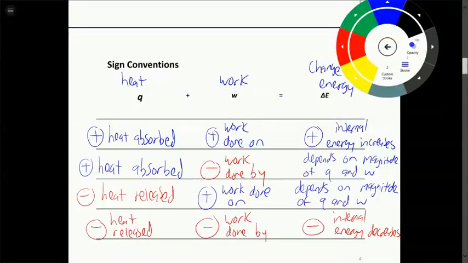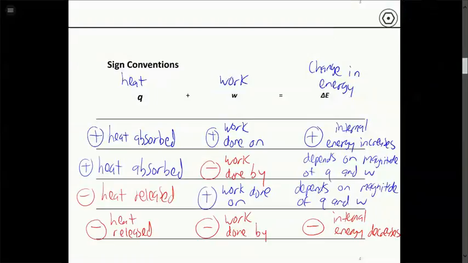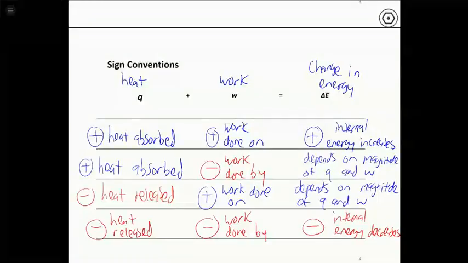All right, so the first things to understand about heat and work are whether they are positive or negative. For heat, heat absorbed means it's positive Q. Heat released is negative. For work, if the system is doing work, that's a negative W term. If the system is having work done on it, it's positive. And then the sign of delta E.